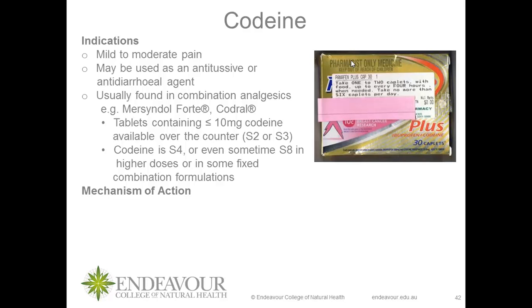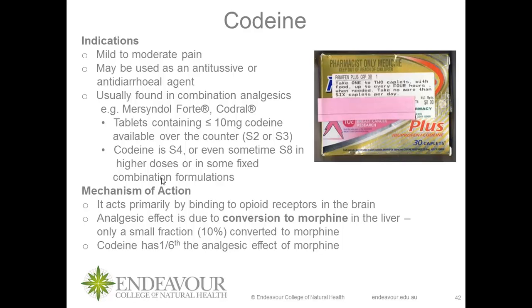Here the codeine might be used to treat pain, so indicated for analgesia, but it might also be used to suppress a cough, so as an antitussive, or in diarrhea, an antidiarrheal agent. Codeine is sometimes Schedule 4 or even Schedule 8, but once again this is the higher doses which tend to be more potent. Once again, often even at this level in combination formulations.